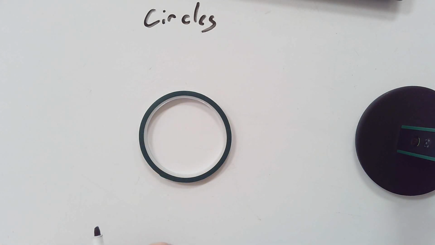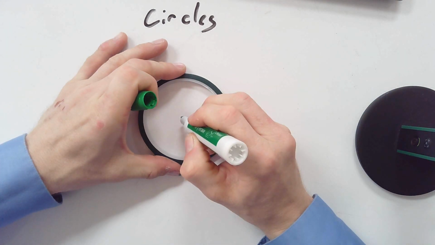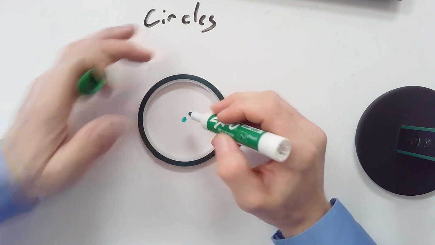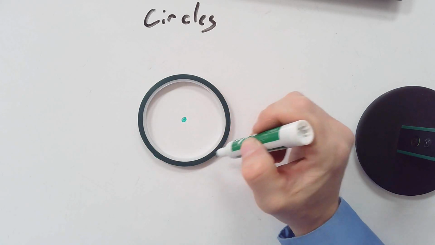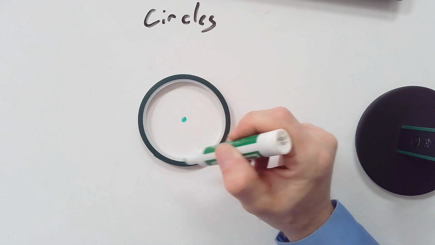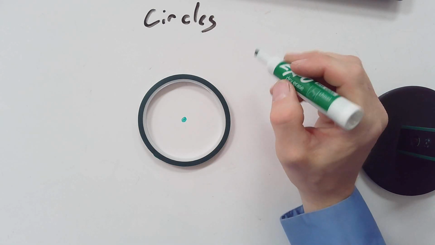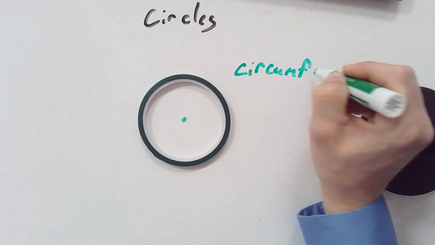All right, I'm going to talk about circles here. I want to cover four things. I'm going to cover the center point of a circle, which is a point that is the same distance from any other point on the outer edge of the circle. That outer edge of the circle is called the circumference.